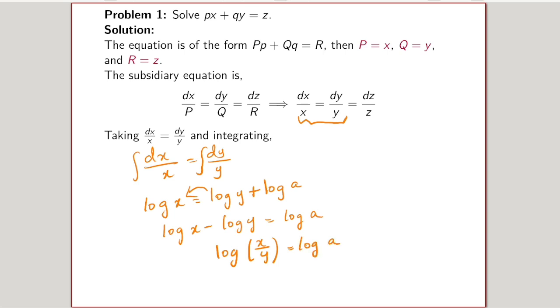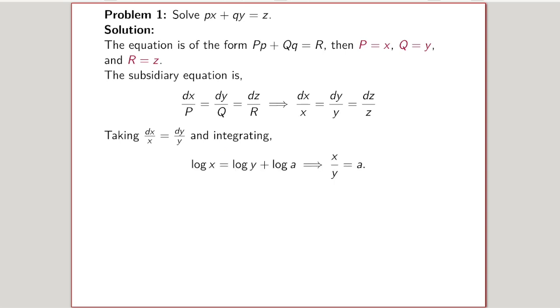Now we can cancel log on both sides, or you can take exponential power so that e and log will get cancelled. So this implies x by y is equal to A. We have found one solution. So this x by y represents the function u.